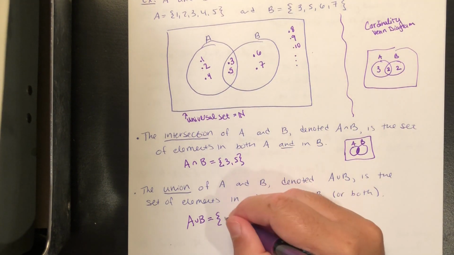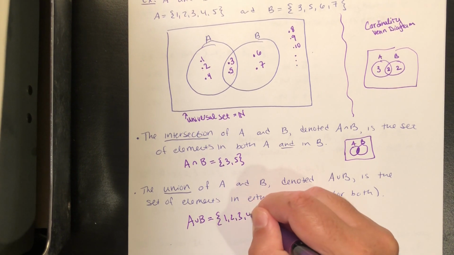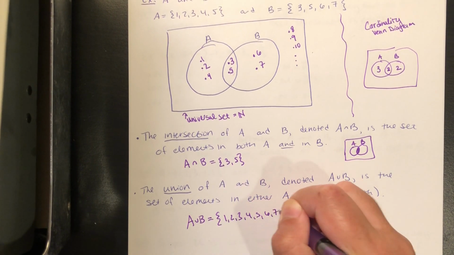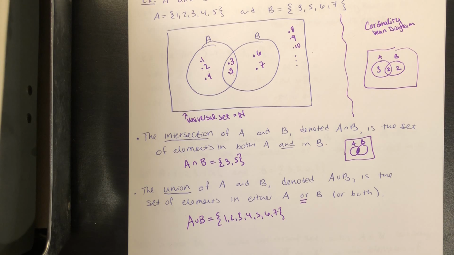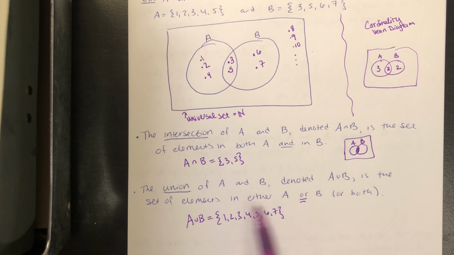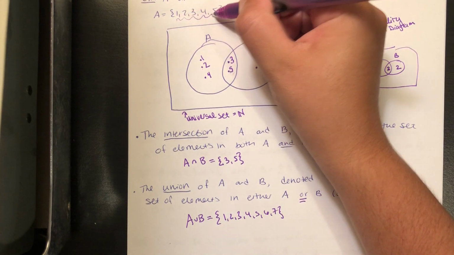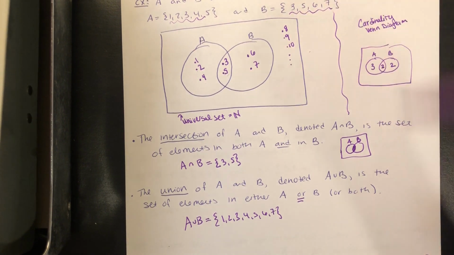Or maybe it makes more sense to just write them out in order. 1, 2, 3, 4, 5, 6, 7. Remember, order doesn't matter in a set, so you can write those elements in whatever order that you want, as long as you actually end up getting everything that's in A along with everything that's in B.